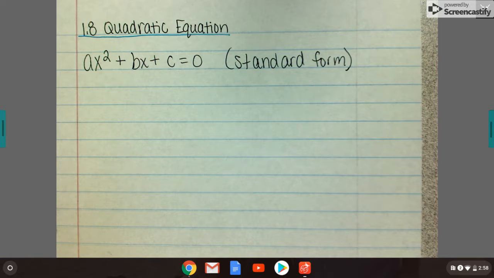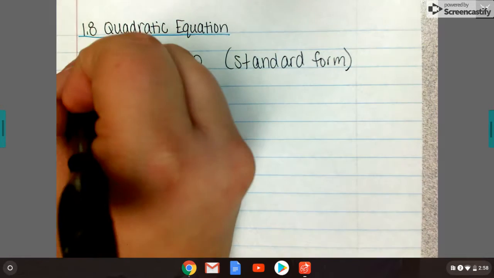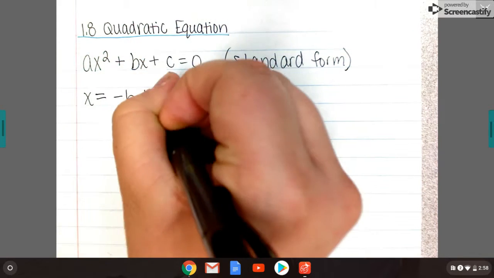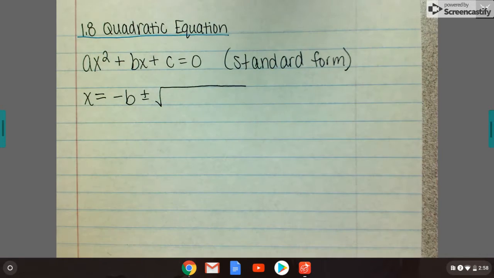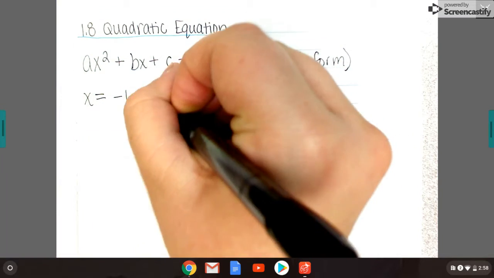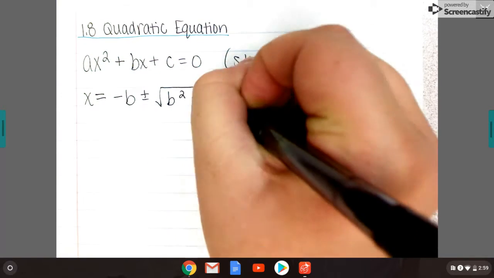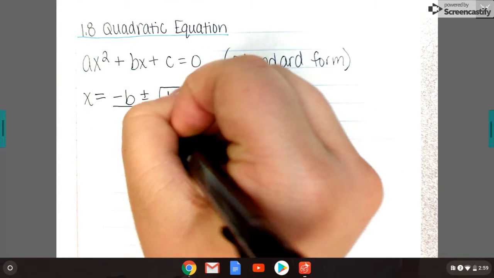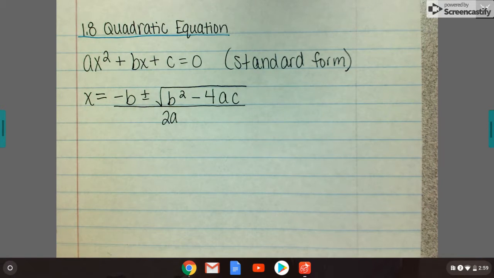As long as we're in that format, we can solve for our intercepts that go through the x-axis with this equation. Are you ready for it? It is x equals negative b plus or minus the square root of the quantity. Give it a big long tail for that square root, because underneath you need b squared minus 4ac, and then this whole thing is over 2a. So there's a lot going on there.